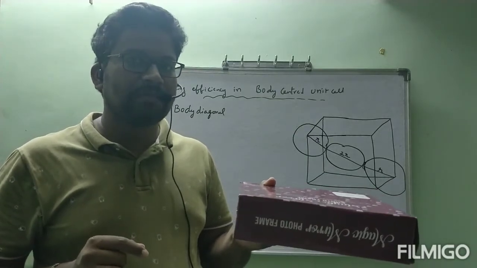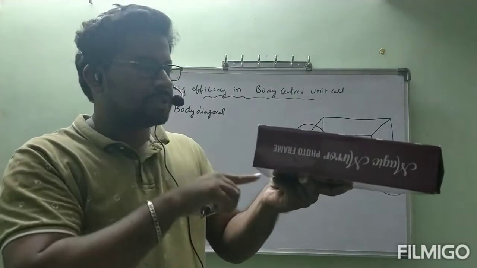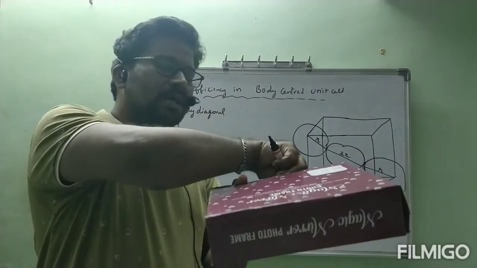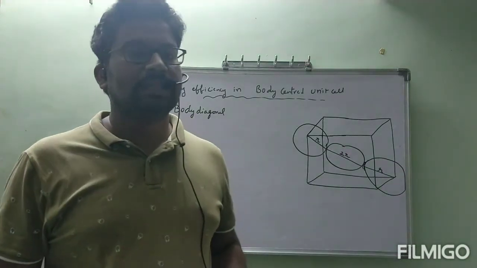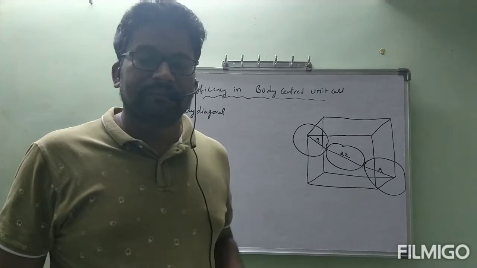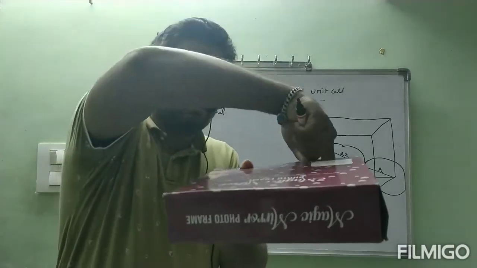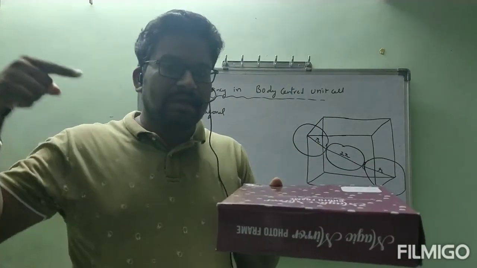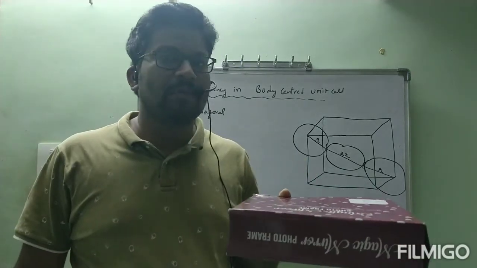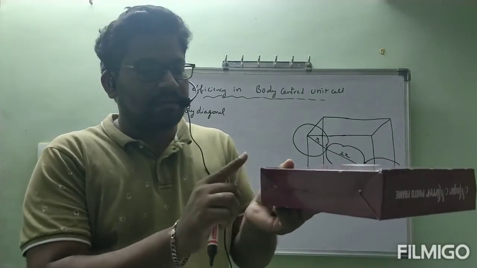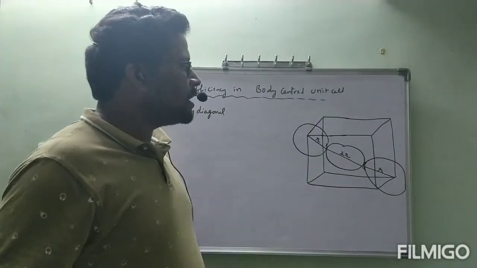How many body diagonals are possible? Four body diagonals. From this corner to this corner, from this corner to this corner, 2. From this corner to this corner, 1. From this corner to this corner, 2. Totally 4 body diagonals are possible. Of those I considered one body diagonal, this one. Is it okay, ma? From here to here, the entire body. As this passes from one corner to another corner through the body center, that's why it is called the body diagonal. This is called the face diagonal, from this particle to this particle. Now this is called the body diagonal.